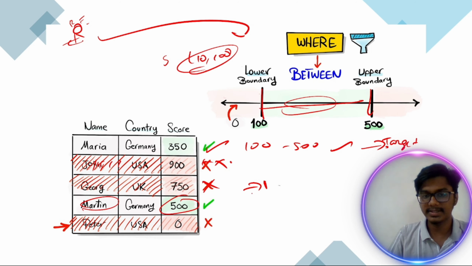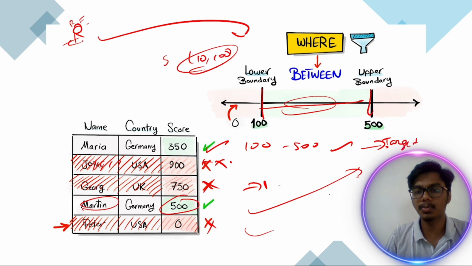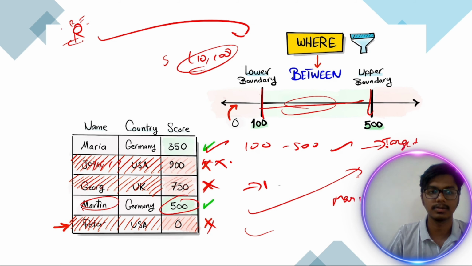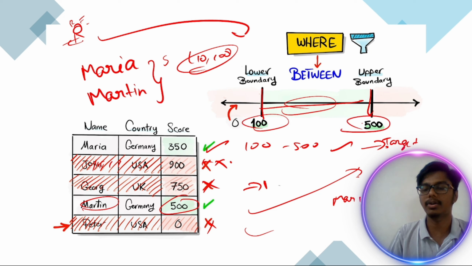I just fetch some results into my target table. Again, the query doesn't stop, but here also I'm going to check whether the score is between 100 and 500. It's below 100, right? So I just ignore this result. So the output should be Maria and Martin. Let me write it down here so you can see it visibly. Maria and Martin, both these students' scores are only within the range of 100 to 500.